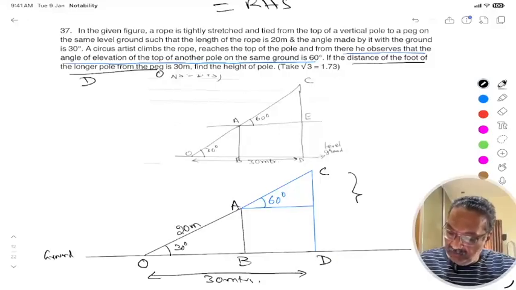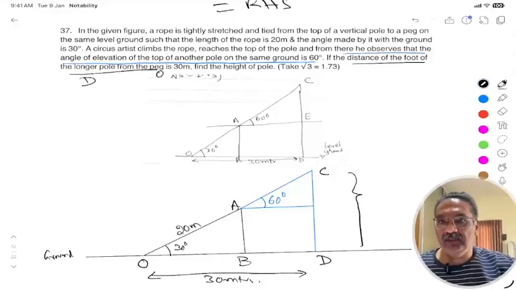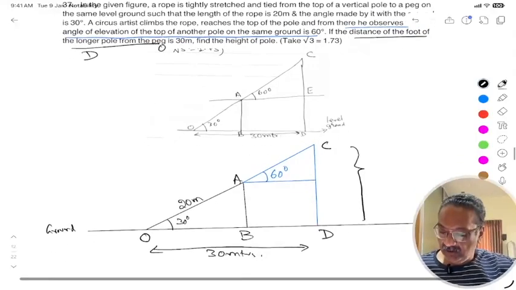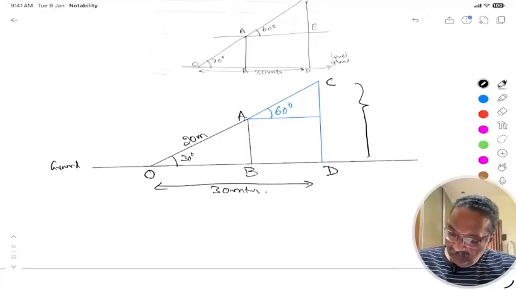Height of the pole ಅಂದ್ರೆ which pole they have asked? They have not mentioned whether they want the longer height of the bigger pole or the smaller pole. Okay, so we will find both. ಯಾಕಂದ್ರೆ ಲಾಂಗರ್ ಪೋಲ್ ಮಾಡಬೇಕು ಅಂದರೆ ಶಾರ್ಟರ್ ಪೋಲ್ದು ಬೇಕೇ ಬೇಕಾಗುತ್ತೆ. ಓಕೆ, ಸೊ now we need to find AB and CD.